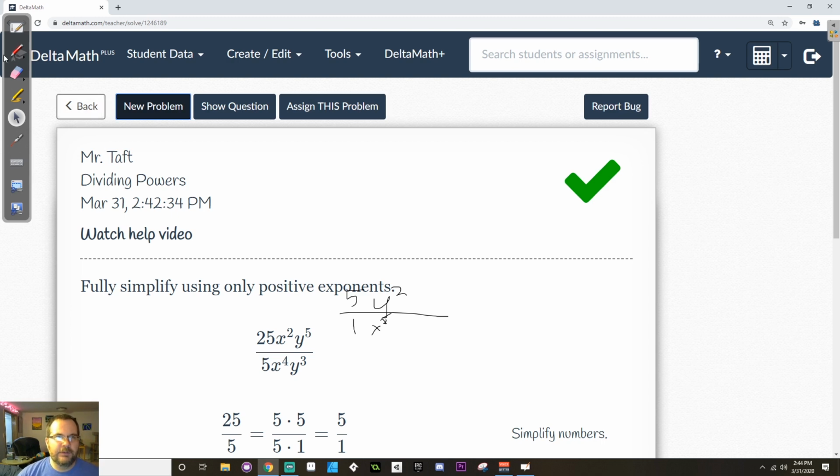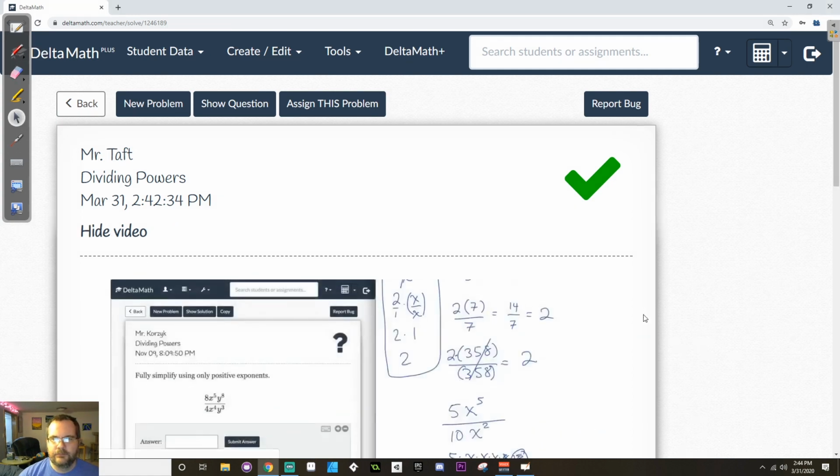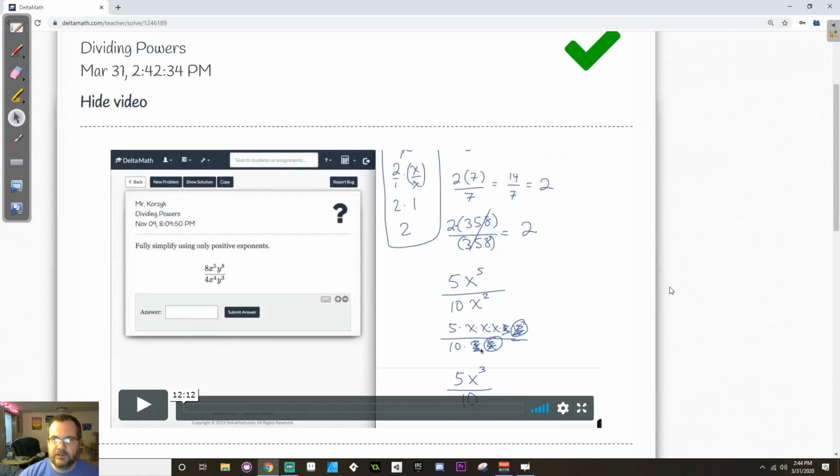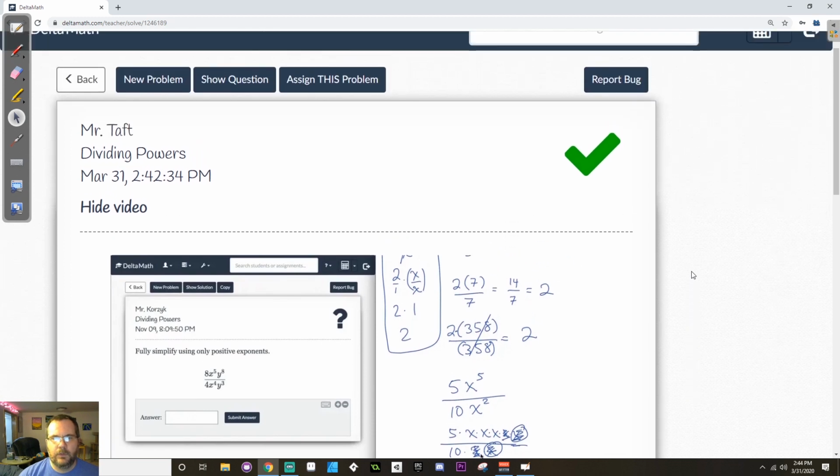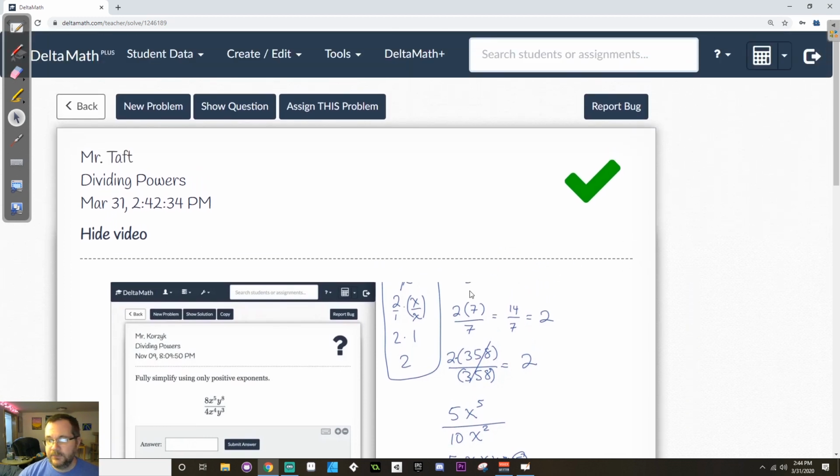If you don't understand what you're doing, again, just like last time, there's a watch help video option here where you can see somebody else go through the exact same thing that I just went through. So, okay, cool. Let me know if you have any problems.